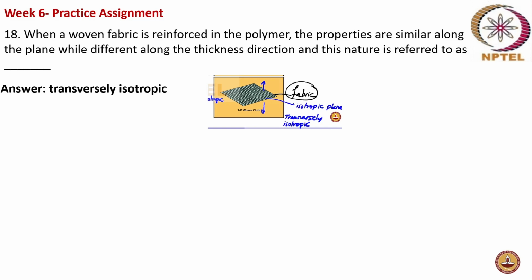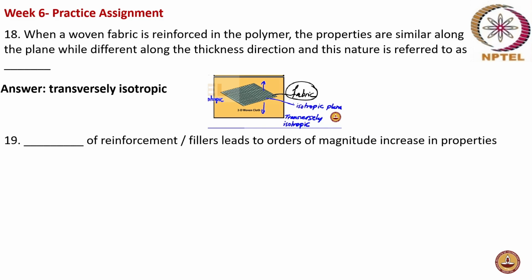Yes. Now next. Dash of reinforcement or fillers leads to orders of magnitude increase in property. For example, you have the electrical conductivity of a system having a certain amount of fillers. At a particular amount of fillers, this electrical conductivity increases by orders of magnitude. For example, if it is 10 power minus 2, the electrical conductivity becomes 10 power 3 or 10 power 4. That means there is a 6 order increase, right? So what causes this order increase when the amount of fillers is changed?